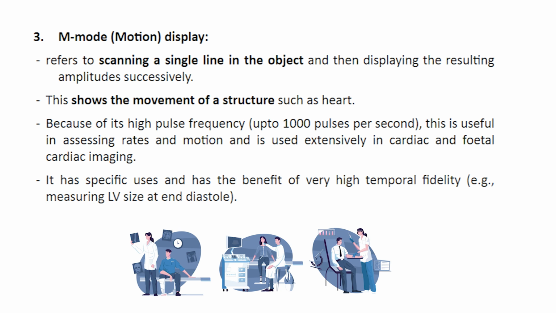Because of its high pulse frequency, up to 1000 pulses per second, this is useful in assessing rates and motion, and is used extensively in cardiac and fetal cardiac imaging. Motion mode is also used in modern echocardiography. It has specific uses and has the benefit of very high temporal fidelity. For example, measuring left ventricle size at end diastole. Now, we will see echocardiograph M mode in detail.